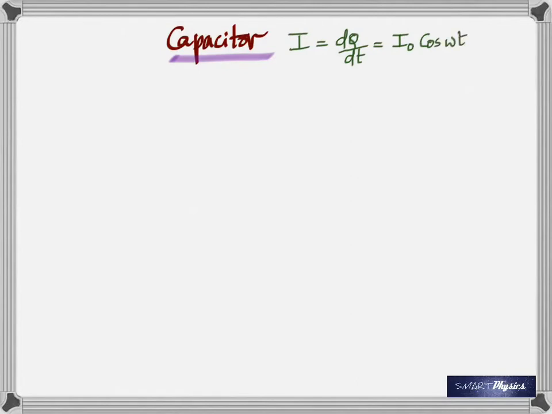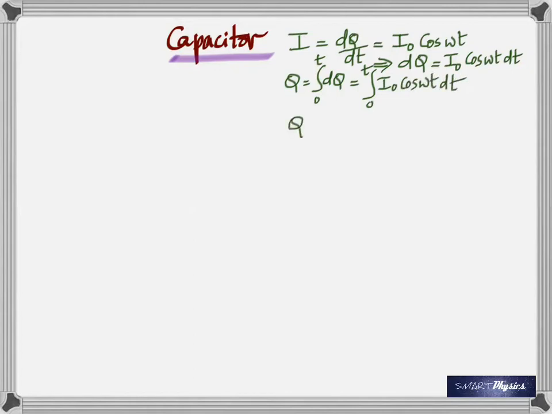XL, okay, capacitance. Start out with I is dq by dt, isn't it? And that I is I naught cos omega t. So from there you should be able to get an expression for dq. I naught cos omega t dt, therefore q is the integral of dq, 0 to t. Now you're taking the integral of that. I naught is constant, take it out. What's the integral of cos omega t?